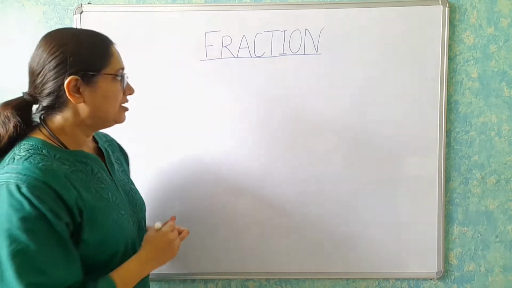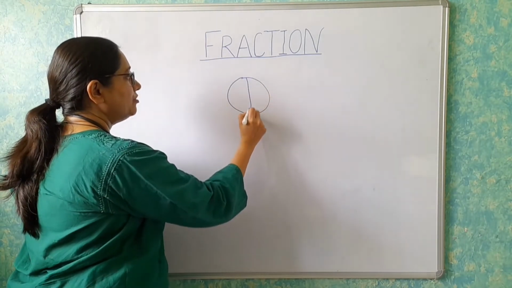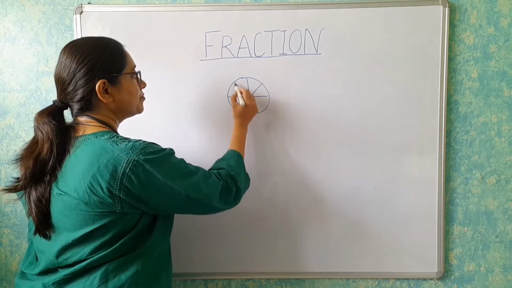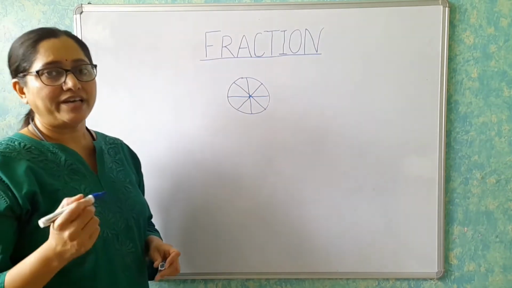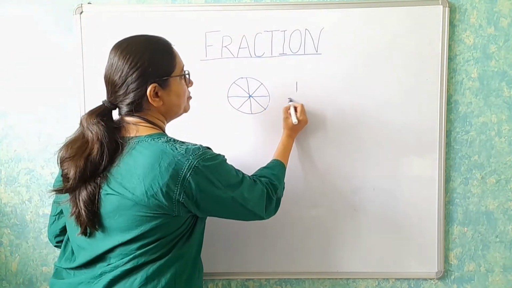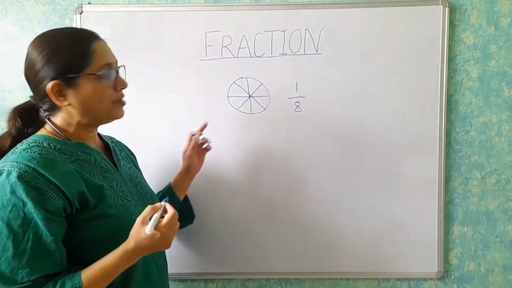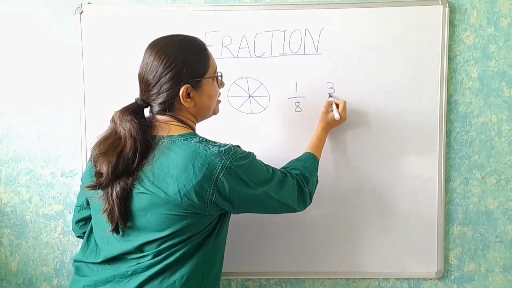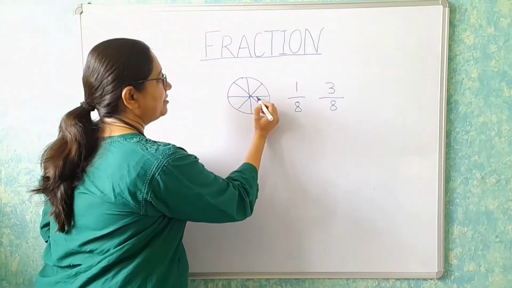For example, if I am dividing a circle into 8 equal parts, then each part would be considered as a fraction and I can write it as 1 by 8. Now if I am considering 3 parts out of it, I can write it as 3 by 8 and I can show it like that.